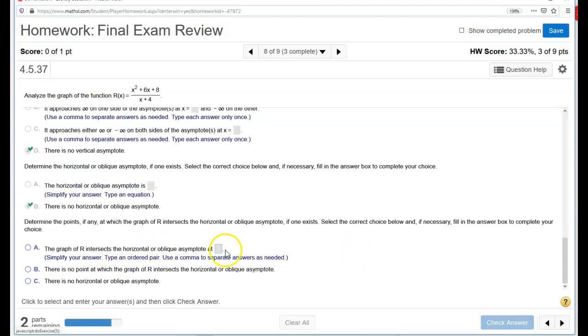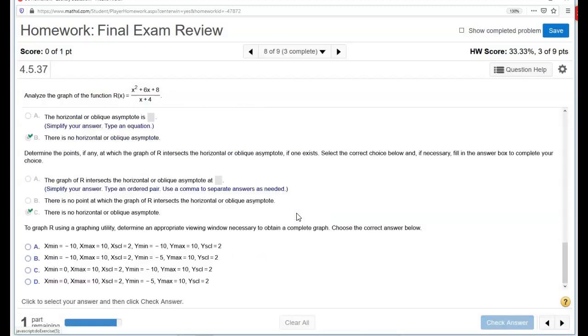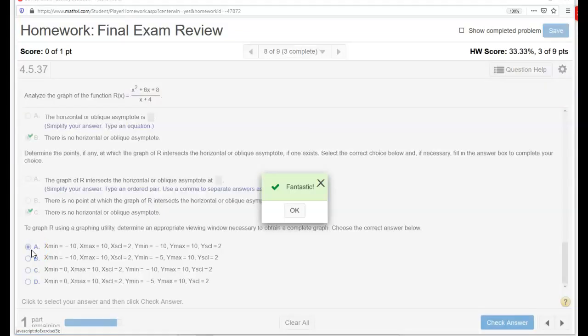Determine the points, if any, at which the graph of R intersects the horizontal or oblique asymptote. There is no horizontal asymptote. All right. And to graph R using a graphing utility, determine an appropriate viewing window necessary to obtain a complete graph. Choose the correct answer below. In here, this is just a straight line. It intersects at 2, so just a standard viewing window would be fine. So for your x's -10 to +10, for your y's -10 to +10, that'd be fine to get the line.